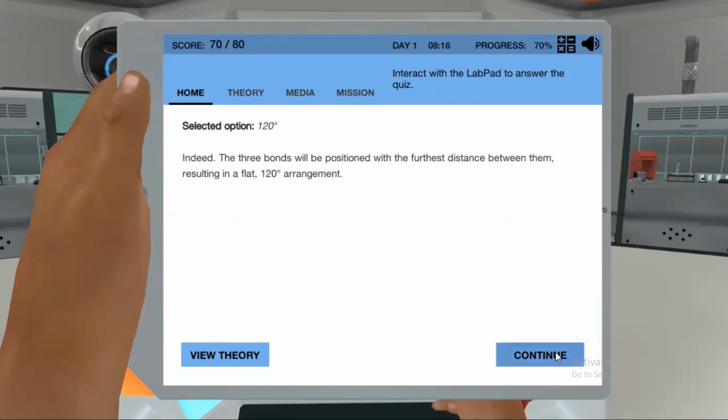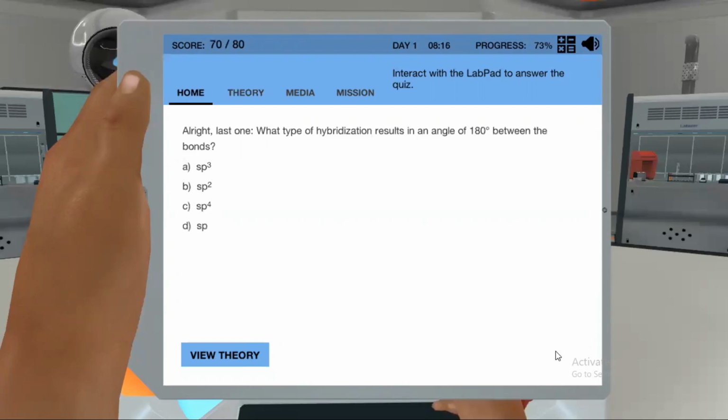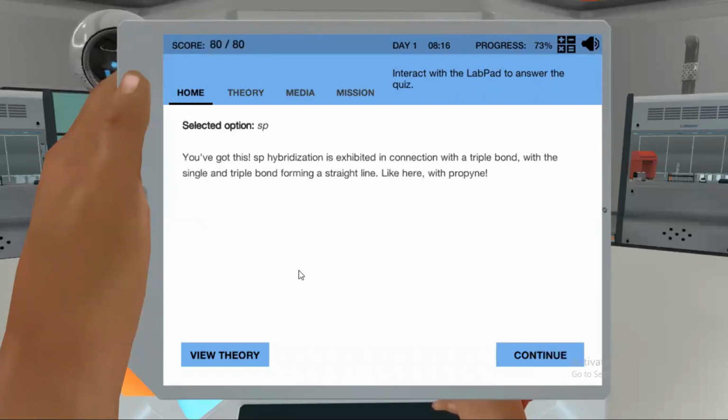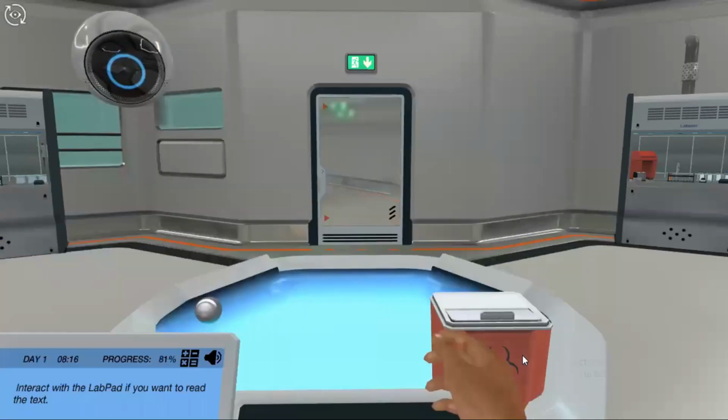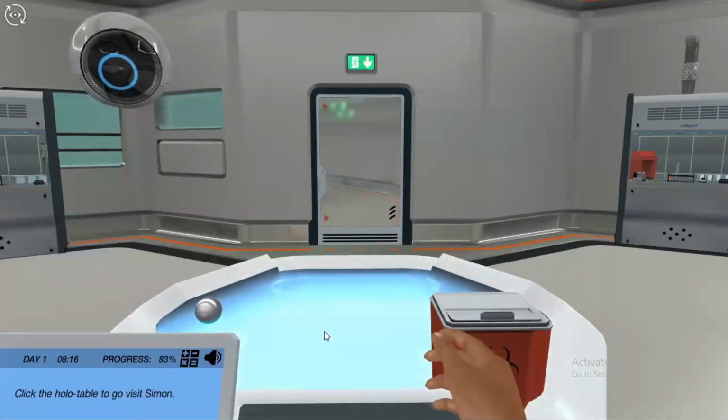Alright, last one. What type of hybridization results in an angle of 180 degrees between the bonds? You've got this. Sp hybridization is exhibited in connection with a triple bond, with the single and triple bond forming a straight line. Like here, with propyne. I think that's everything we need to know about carbon valence, hybridization, and bond angles for now. Let's go see how Simon is doing. Click the hollow table to go visit Simon.